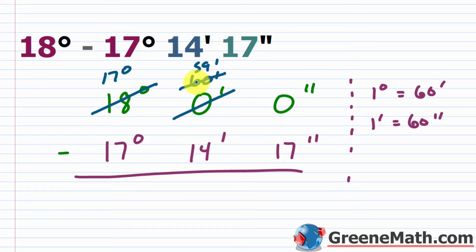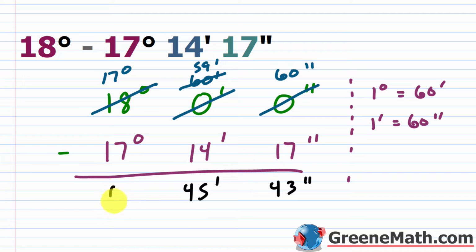And then again, that 1 minute that I lost, 1 minute is 60 seconds. So I'm going to cross this out and put this as 60 seconds. So now I'm good to go. I can say 60 seconds minus 17 seconds. That's going to give me 43 seconds. And then moving to the left, 59 minutes minus 14 minutes. That's going to be 45 minutes. And then 17 degrees minus 17 degrees is 0.